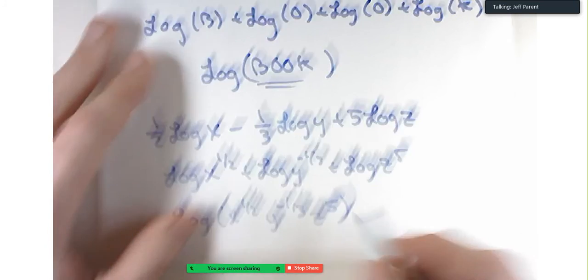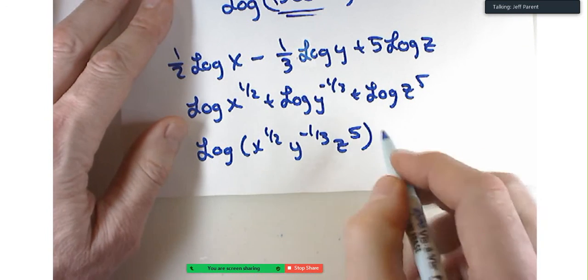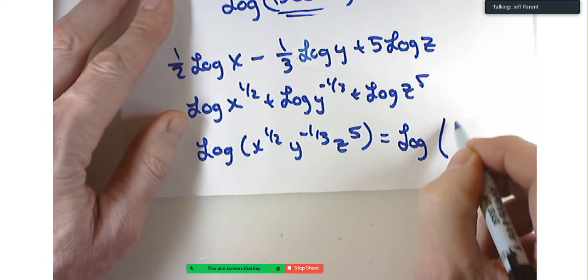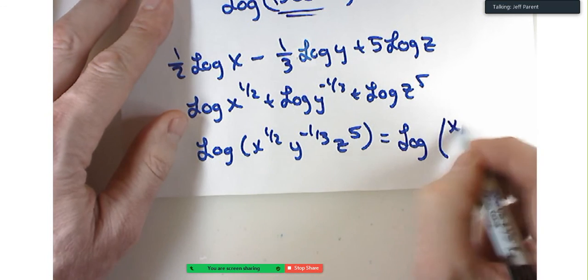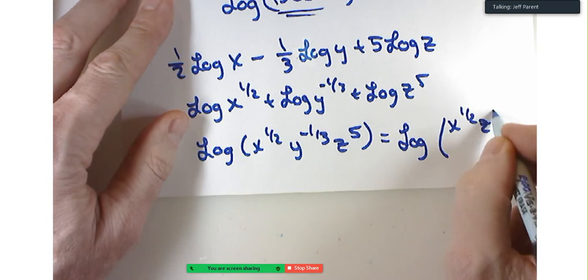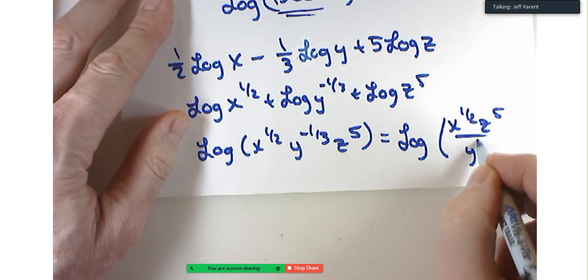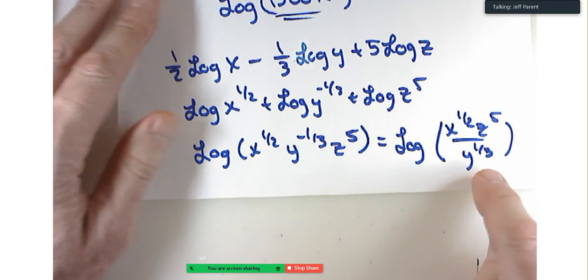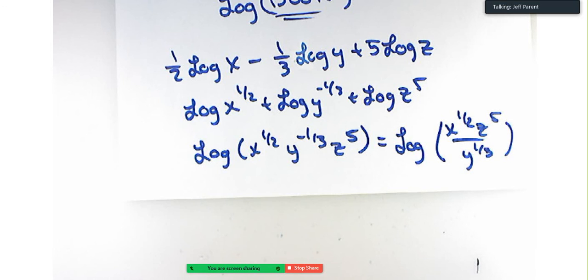On an exam, I would ask that you get rid of the negative exponents. So you could write it like this. Log of x to the 1/2, z to the 5th, over y to the 1/3. You could write this as a square root and a cube root respectively, but that's not necessary to get the problem correct.